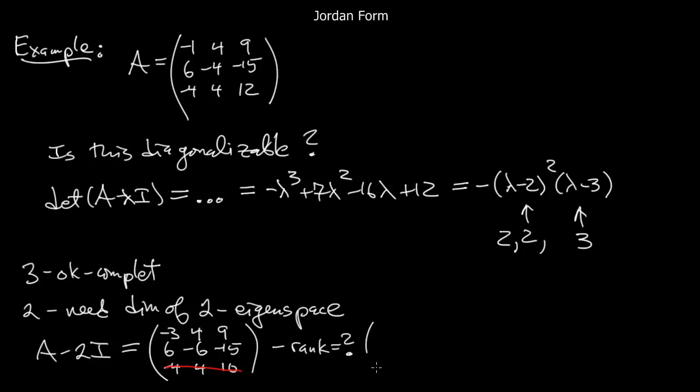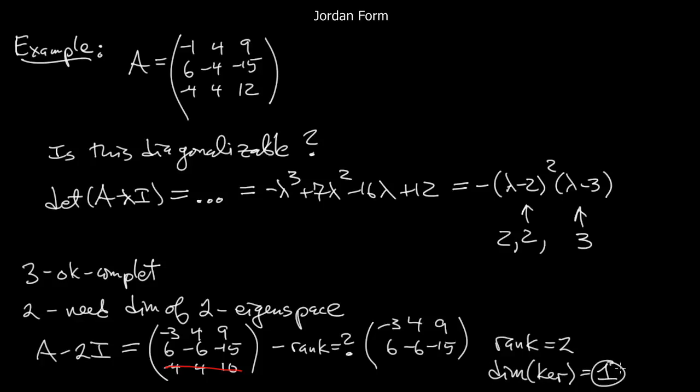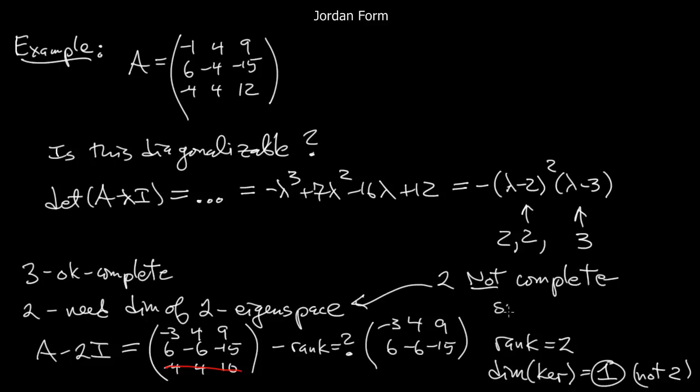And so what you come down to is what's the rank of this matrix. And these 2 rows are not multiples of each other, so the rank of this matrix is 2. Therefore, the dimension of the kernel is 3 minus 2, which is 1. And since the multiplicity of this eigenvalue was 2, that's not as big as it could be. So this eigenvalue is not complete, and so the matrix is not diagonalizable.